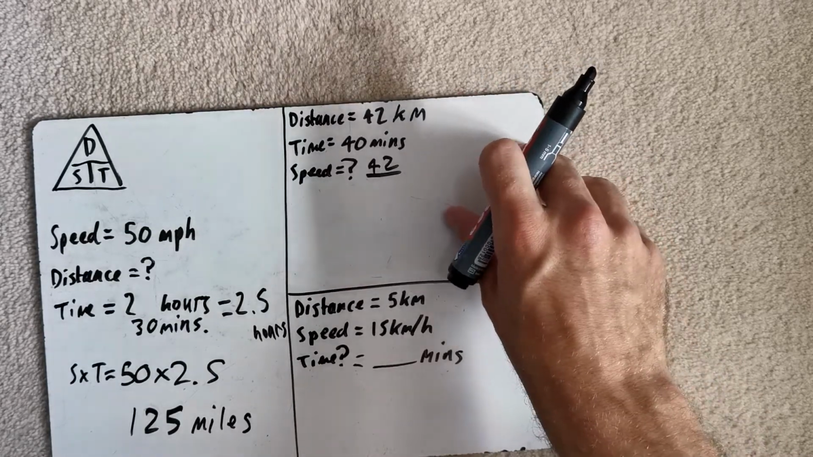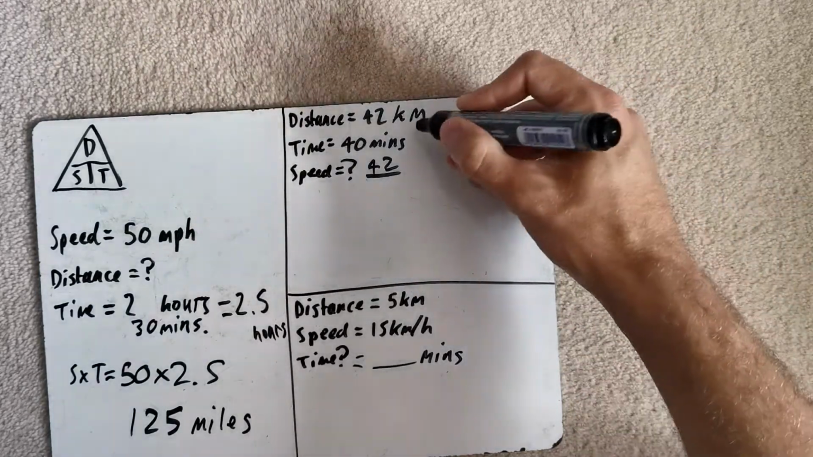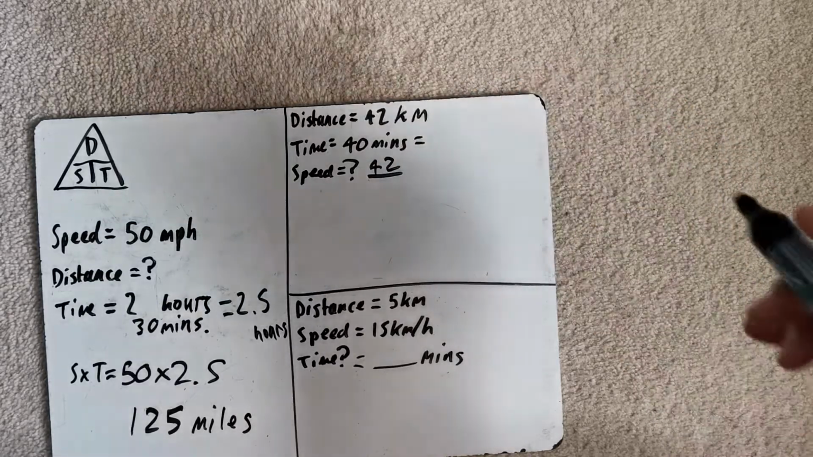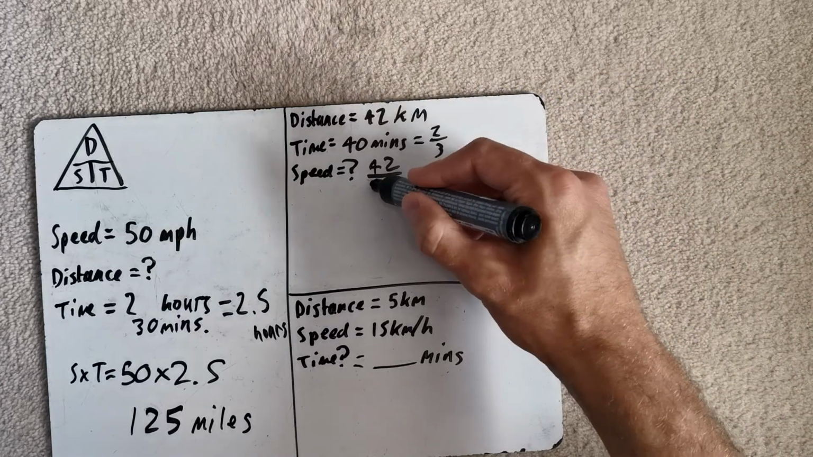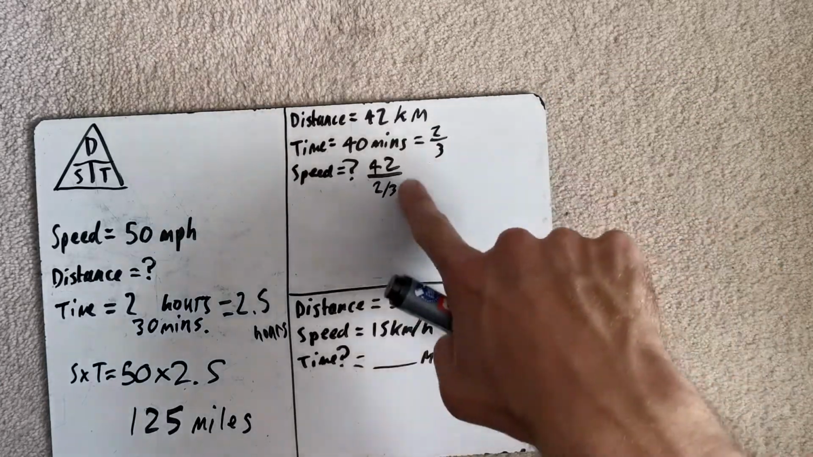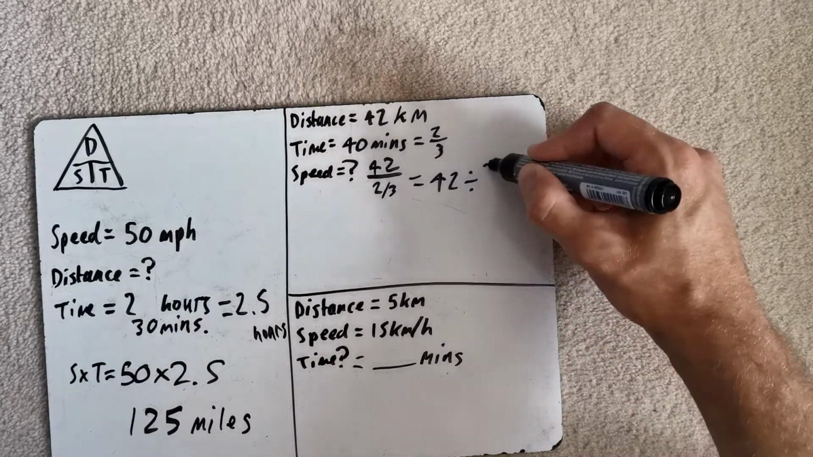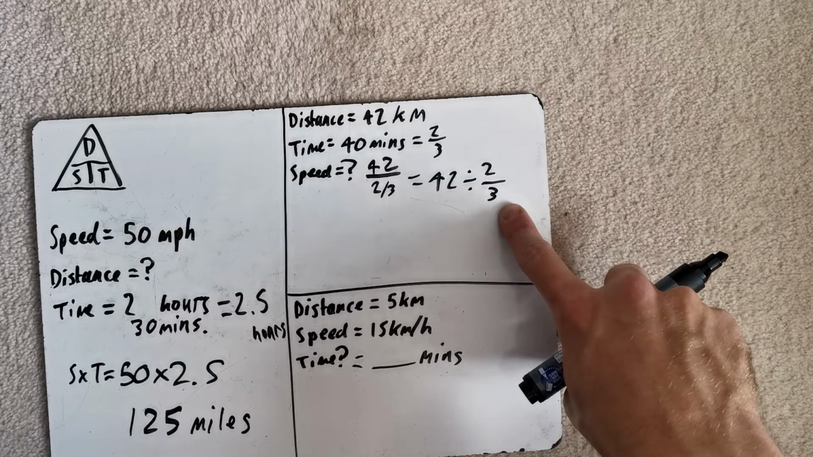You never see speed in minutes, do you? In kilometres per minute. You want it in hours. So we're going to turn that 40 minutes into 2/3 of an hour. That's 2/3 of an hour. So we're doing 42 divided by 2/3. I don't like it written like that, actually, thinking about it. 42 divided by 2/3. What happens when you divide by a fraction?